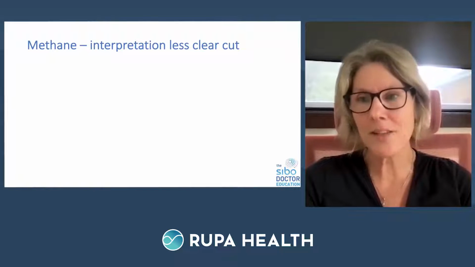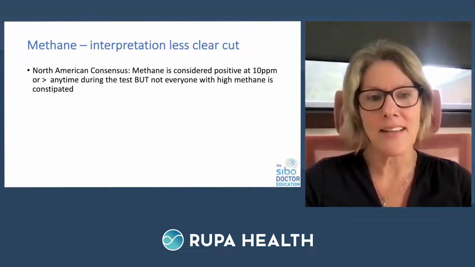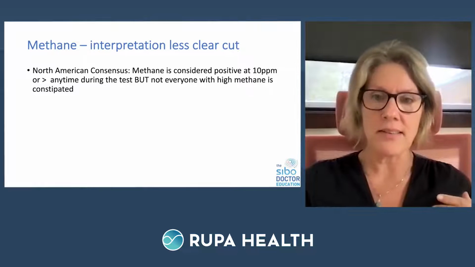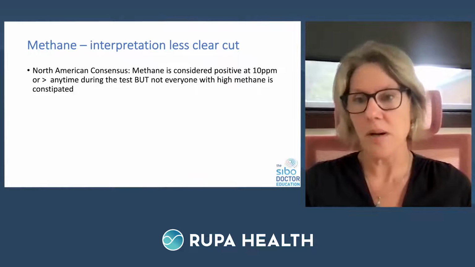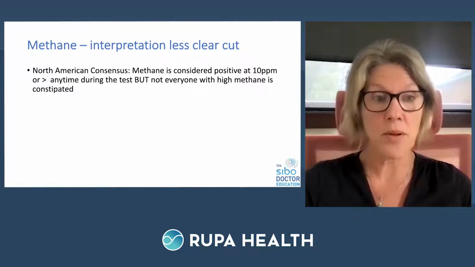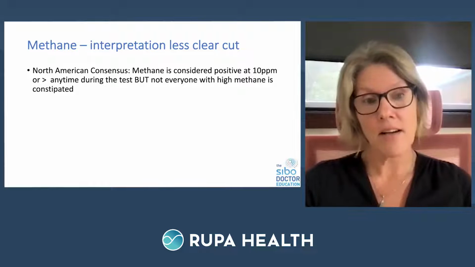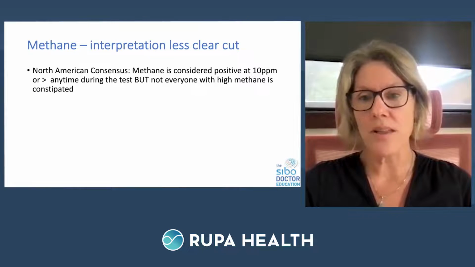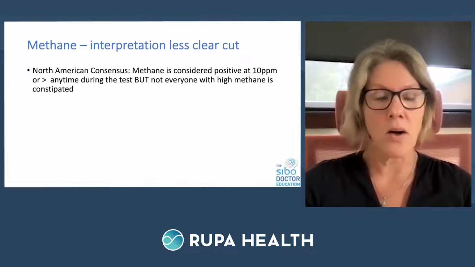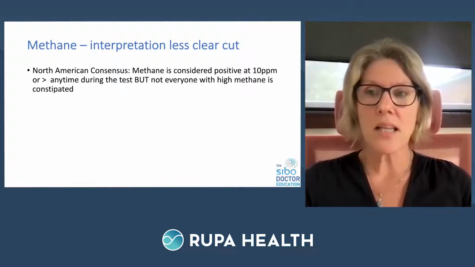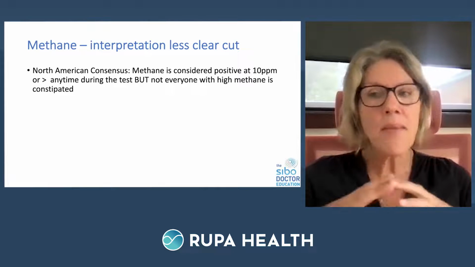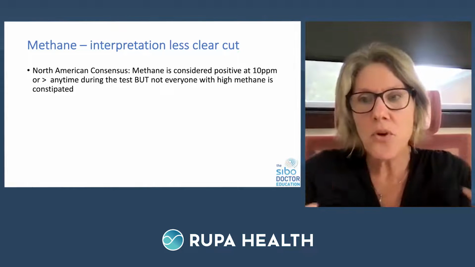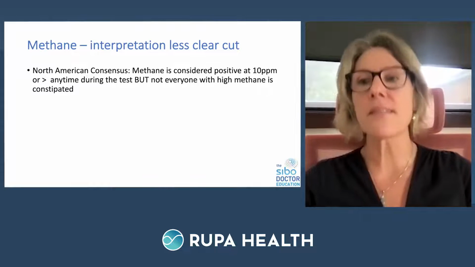Methane is a little bit less clear-cut than that. So what's come out of that North American consensus is that methane is considered positive at 10 parts per million or greater anytime during the test. But the problem with that is that not everyone with high methane is constipated. So I would say really, I mean, we're naturopathic physicians, we're functional practitioners. You can also consider other reasons for that constipation.